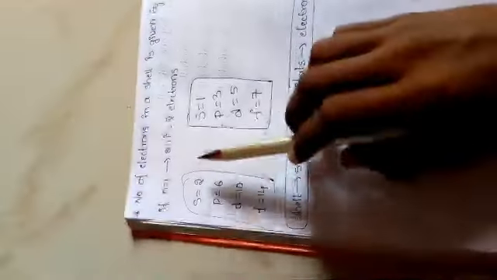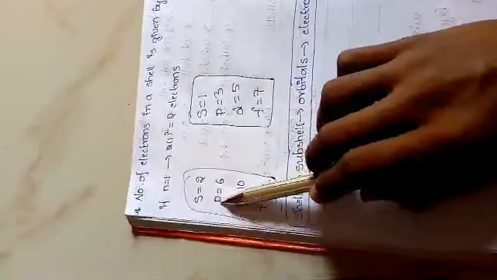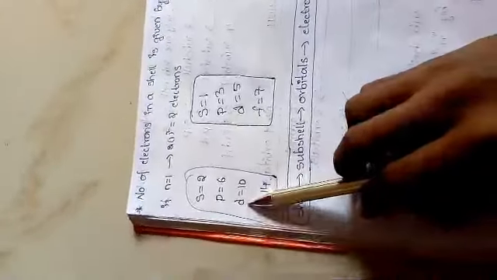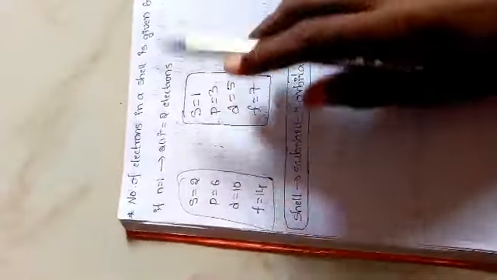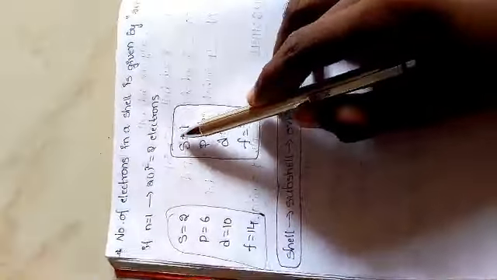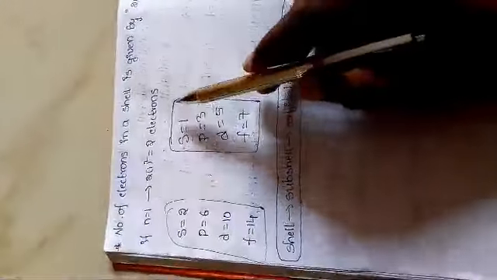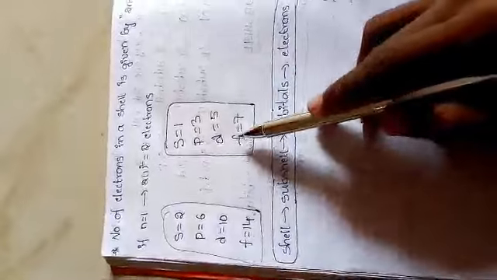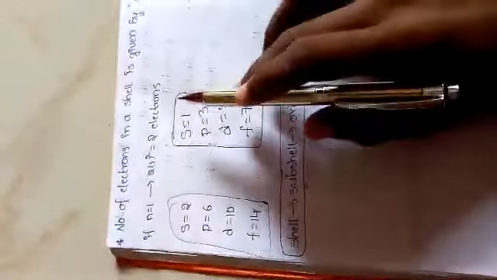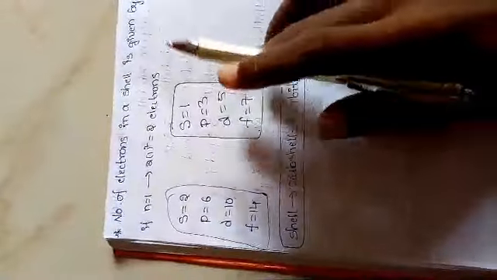Here in the case of subshells, S subshell can hold 2 electrons, P subshell 6 electrons, D subshell 10 electrons, F subshell 14 electrons. At first we got S subshell has 1 orbital, P subshell has 3 orbitals, D subshell has 5 orbitals, F subshell has 7 orbitals. As we learnt already, the orbital can hold only 2 electrons in it.